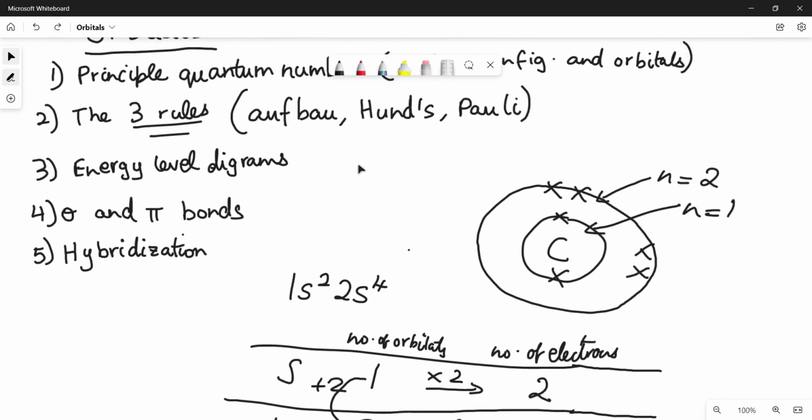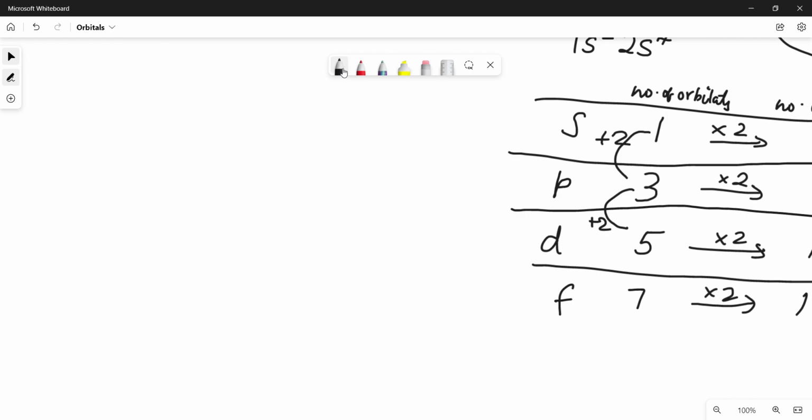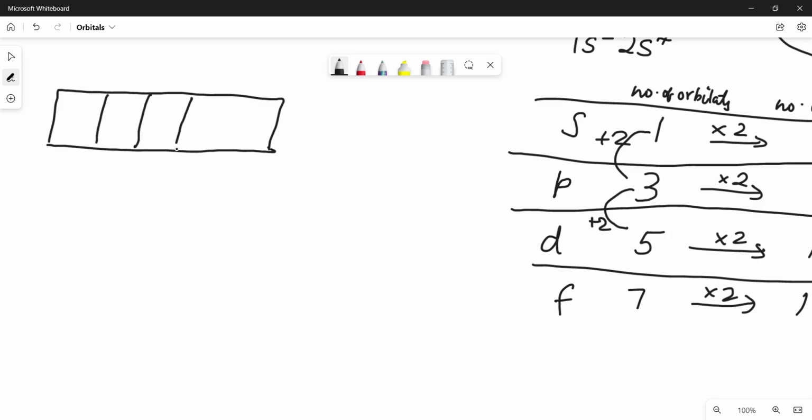And so next we're gonna do the 3 rules. These are very, very important rules. And these come up when we try to draw the energy diagrams. So when we have a subshell, for example, let's say we want to see the D subshell. So we have 5 orbitals. So we draw it as a large rectangle with 5 divisions. And so basically, let's say we have 7 electrons to distribute between these.